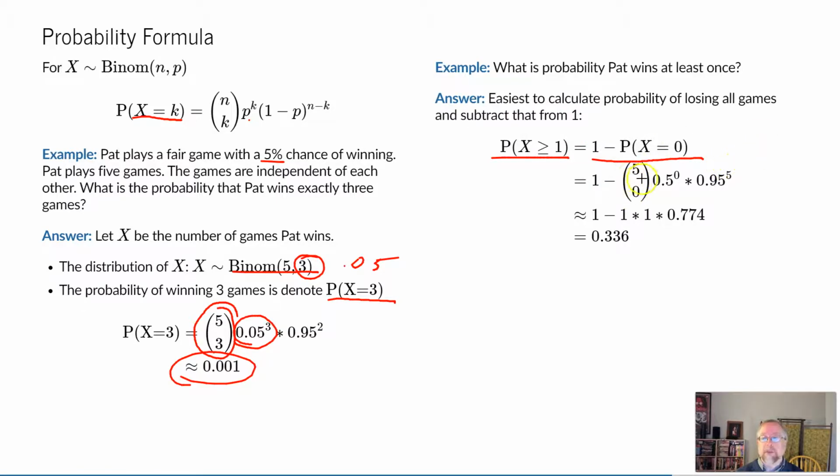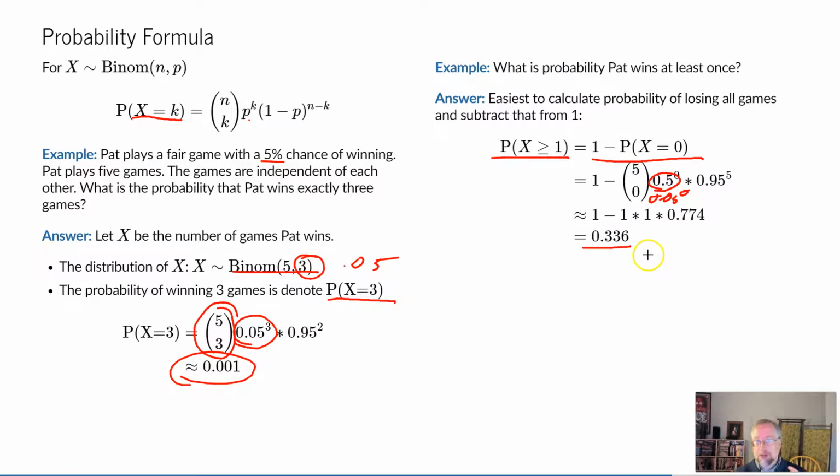So that's going to be 1 minus 5 choose 0. And remember, anytime you choose something with 0, it's a 1. 0.05 to the 0. That's a 1. 0.95 to the power of 5. 1 minus 1 times 1 times 0.774, about 0.336.